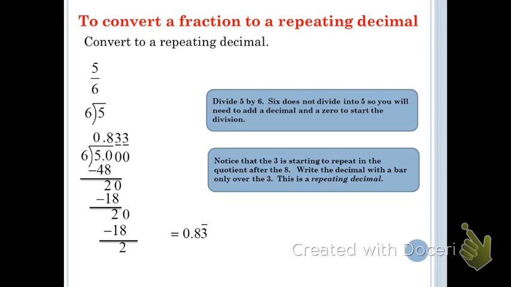Divide 5 by 6. 6 does not divide into 5, so you will need to add a decimal and a 0 to start the division. Notice that the 3 is starting to repeat in the quotient after the 8. Write the decimal with a bar only over the 3. This is a repeating decimal.